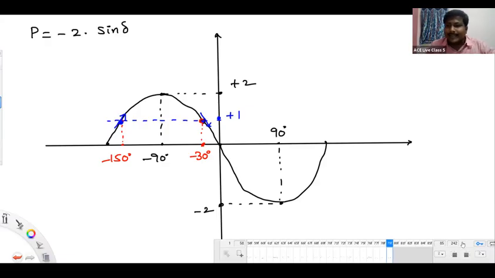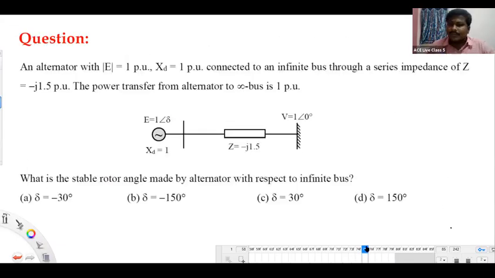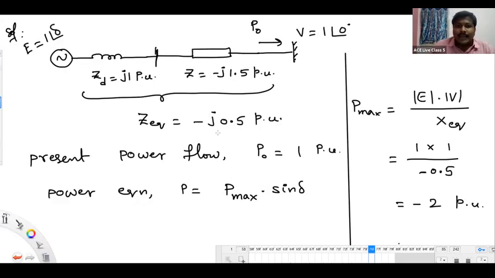Next one. Let me explain this problem again for you. You have to observe the difference between the previous problems and this problem. After taking the overall equivalent impedance, I observe that it is minus j0.5. The transfer impedance is capacitive in nature. That is one observation. But still I am following the same formula for P maximum, EV by X equivalent. X equivalent value we have to keep as minus 0.5. Then the maximum power transfer capacity of this network is minus 2. And the power equation is minus 2 sine delta.